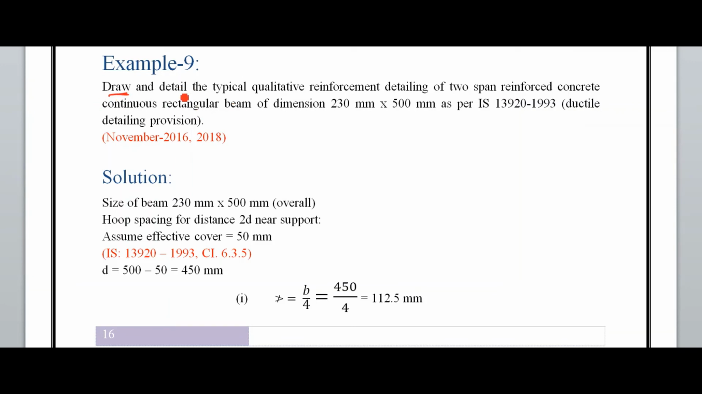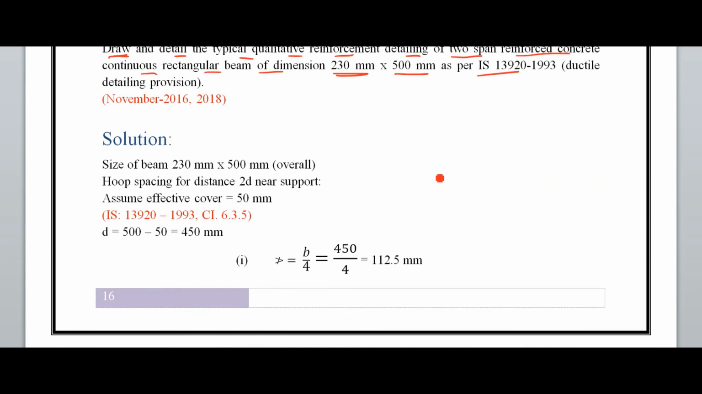Draw and detail a typical reinforcement detailing of a two span reinforced concrete continuous rectangular beam of dimension 230 by 500 mm as per IS 13920 1993 ductile detailing provisions. This question was asked in November 2016 as well as 2018. The size of the beam is given, 230 by 500. Hoop spacing distance 2d near support, and assume effective cover 50 mm. So these are all assumptions. Now we are going to do ductile detailing for the beam.